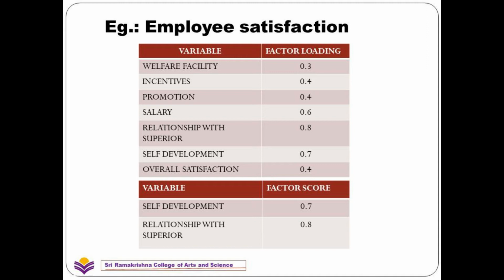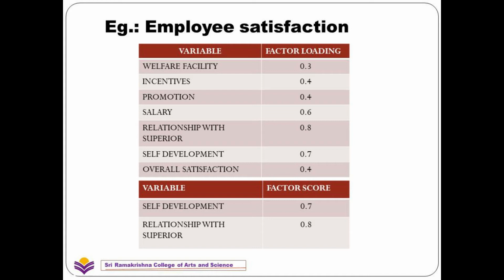Look at the table on the slide: 0.3, 0.4, 0.4, 0.6, 0.8, 0.7, 0.4. All are factor loadings. Factor loading means simple correlation between the variable and the factor. Welfare facility and employee satisfaction, incentive and employee satisfaction, so it is a correlation value. Now look at the second table, factor score.